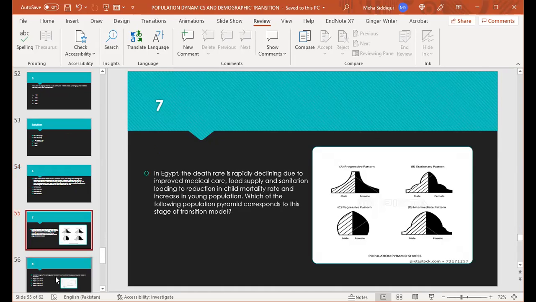MCQ number 7. In Egypt, the death rate is rapidly declining due to improved medical care, food supply, and sanitation, leading to a reduction in child mortality rate and an increase in young population. Which of the following population pyramids corresponds to this stage of the transition model? This is A, this is B, this is C, and D.